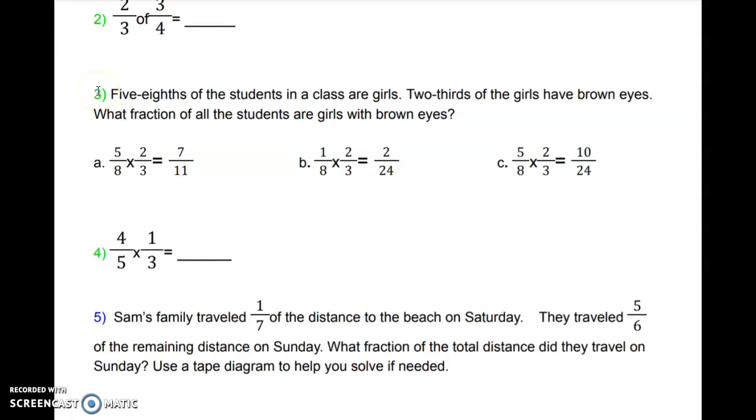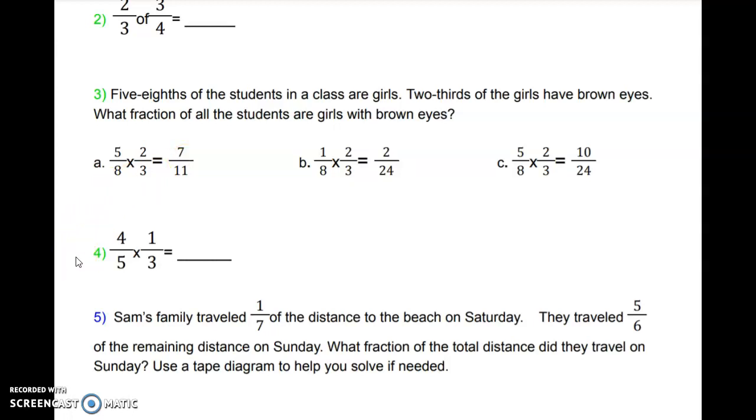2/3 of the girls have brown eyes. What fraction of all the students are girls with brown eyes? So again, 5/8 of the students are girls. 2/3 of the girls have brown eyes. Here are your answer choices. Don't forget to do the math and make sure that the answer is correct.